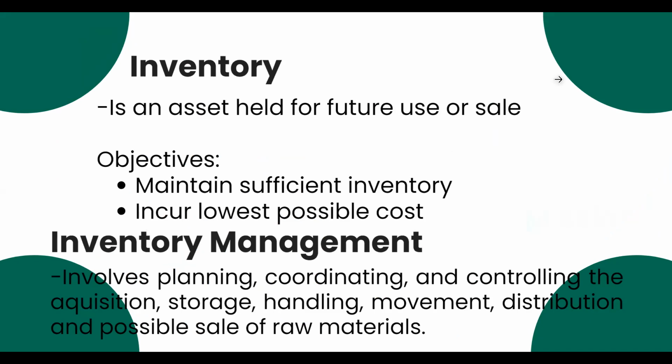So for now, we're going to talk about inventory. Inventory mainly refers to the assets held for future use or sale. In simple words, it is the complete list of all the items that are used to produce the product. For example, goods and products that are ready to sell, including the raw materials and other materials used to produce the item or the product.